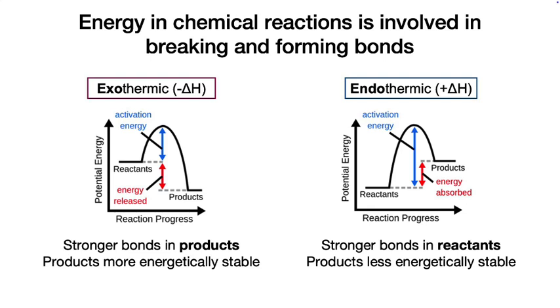Back to our energy diagrams. We've got our exothermic, endothermic. One thing that we can look at is if we have stronger bonds in our products, we're looking at an exothermic reaction. Could we manipulate that on the previous slide?